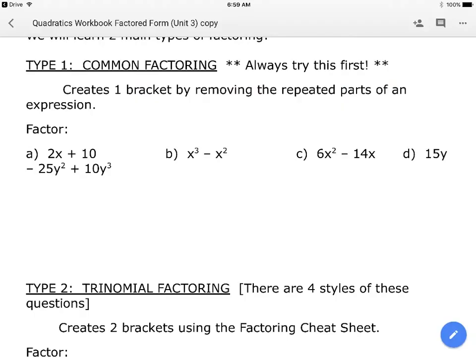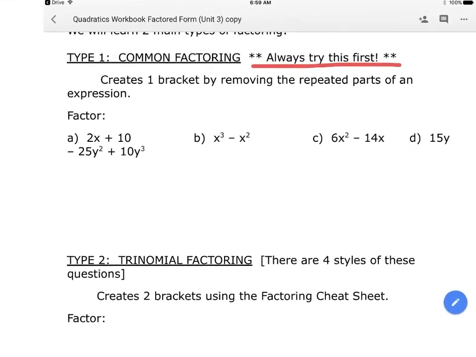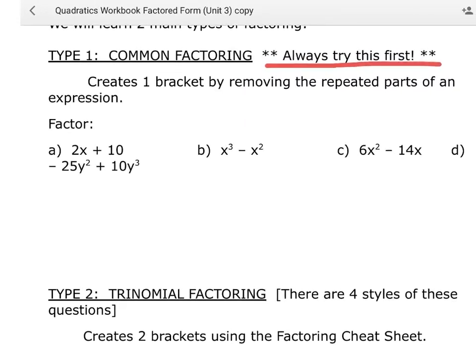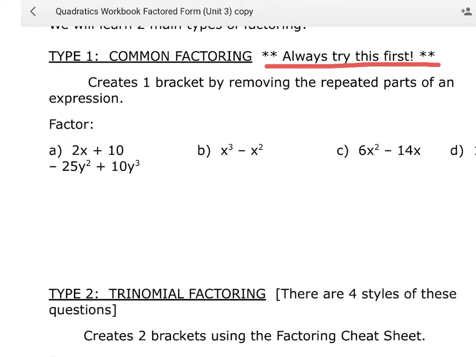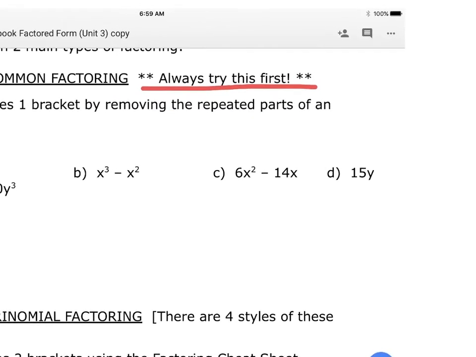I'm just gonna move on to the next slide. So common factoring always happens first. Anytime you see an equation, you're always gonna look if you can common factor it first, okay? Can't stress that enough. So it creates brackets by removing the repeated parts of an expression. All we're doing is looking for pieces that are the same to be removed from the expression.